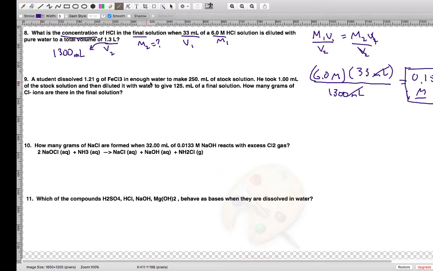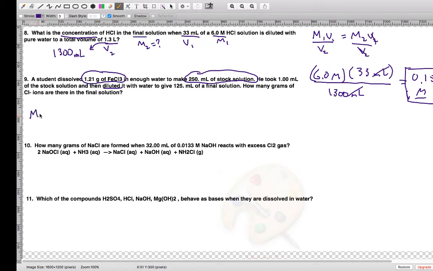Here we have another dilution problem. Instead of giving me molar and 2 volumes, he gives me a bunch of volumes and grams. So I'm going to have to convert these grams to moles because I need to get molar. If I want to use the dilution formula, I need to have molar. The stock solution is the first solution that they work with, and that's this one, 1.21 grams, 250 milliliters.